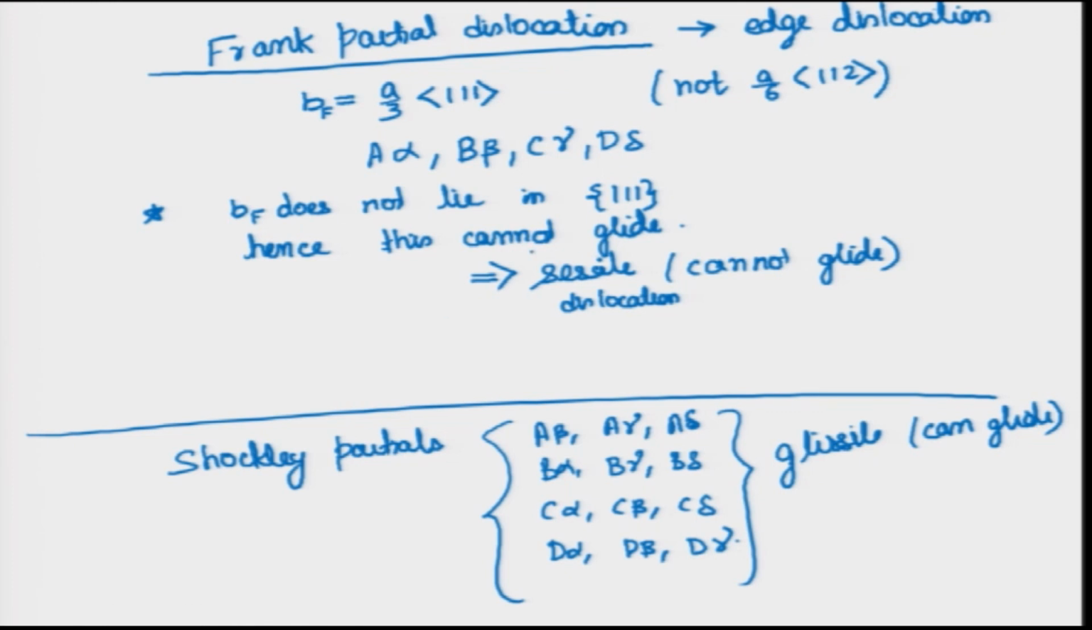However, keep one thing in mind, that Frank partials, although they cannot glide, can certainly climb. Meaning climb is possible for even the Frank partial. I am not saying that these will not climb, these will also climb, but of course, glide is the easier phenomenon. So, it will prefer to glide unless it is facing some obstruction. So, these are the important points with respect to the partial dislocations.